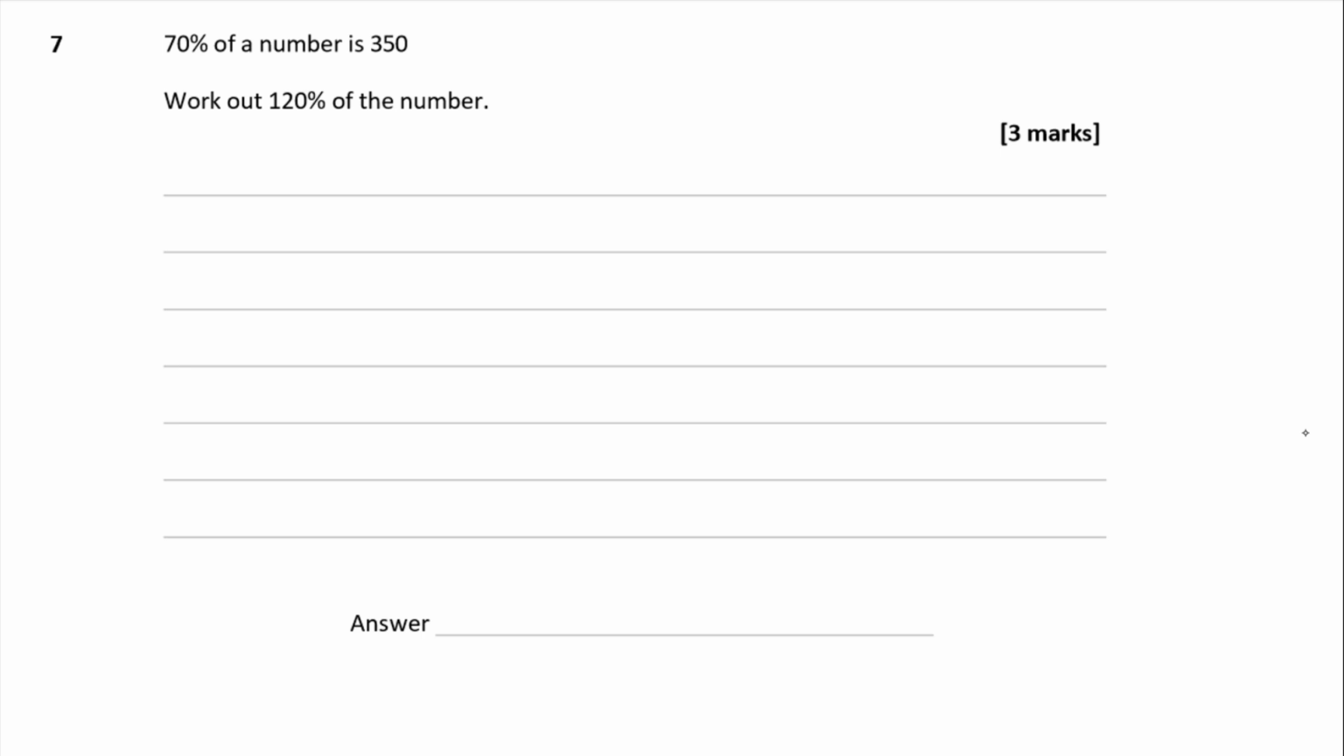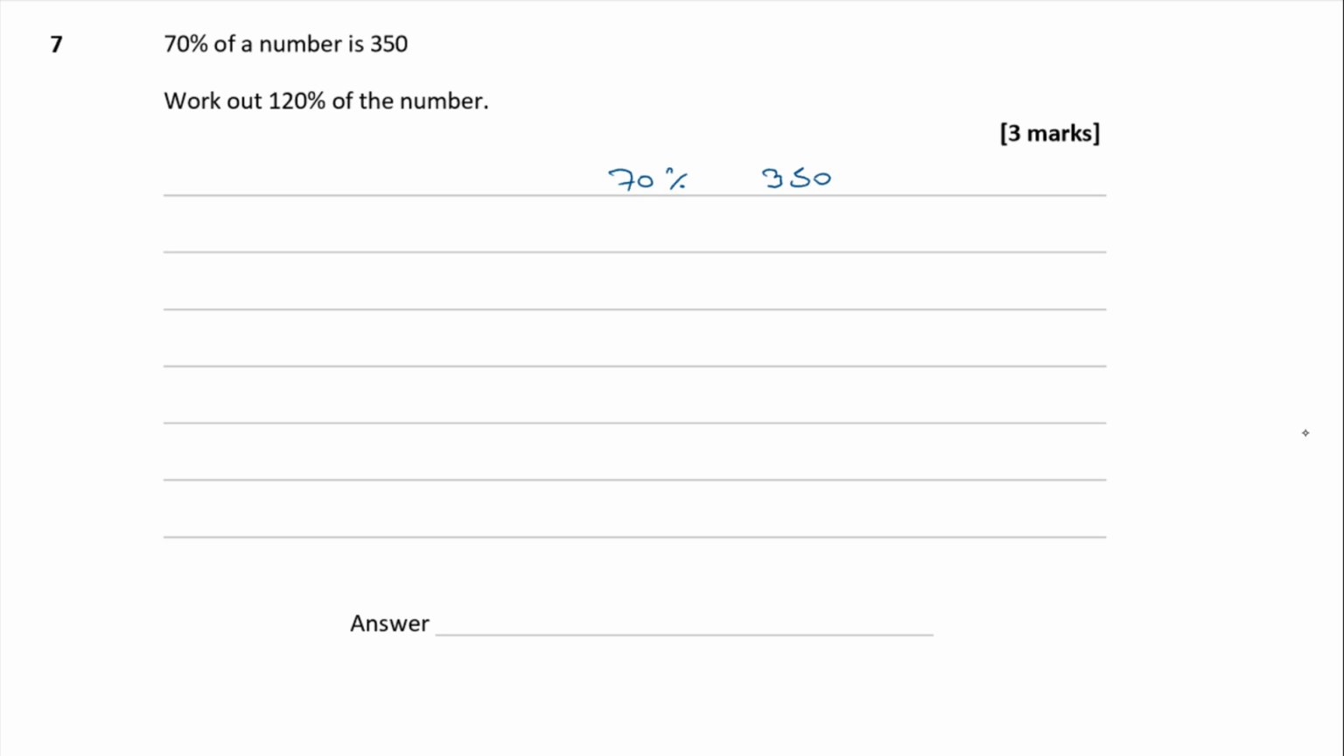Work out 120% of the number. Okay. So if 70% is 350, we want to build up to 120%, which is 50% more. So I think I need to find 50% and add it on there, don't I?